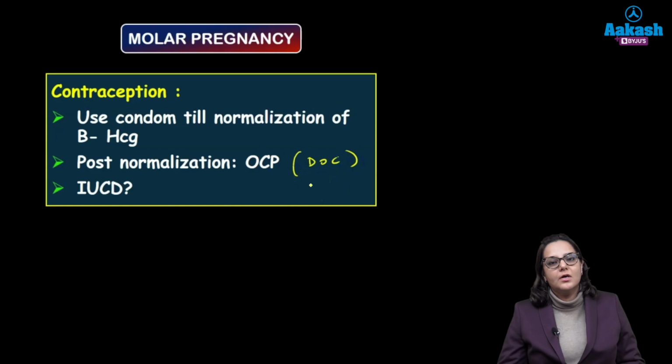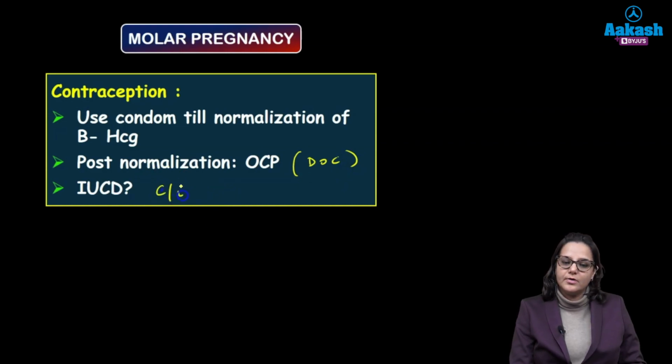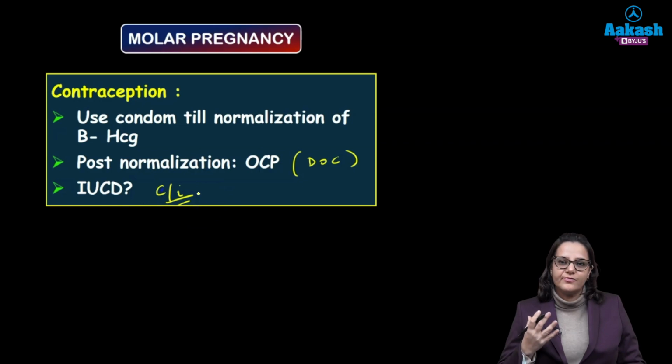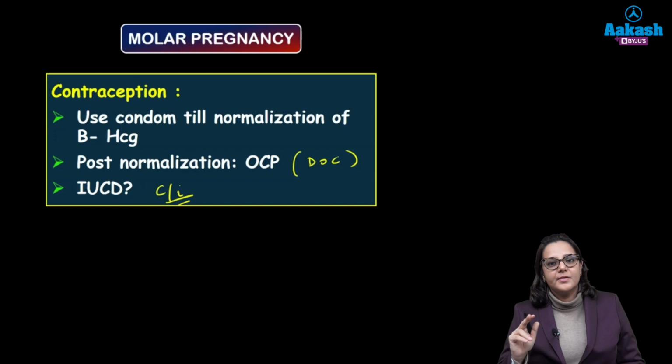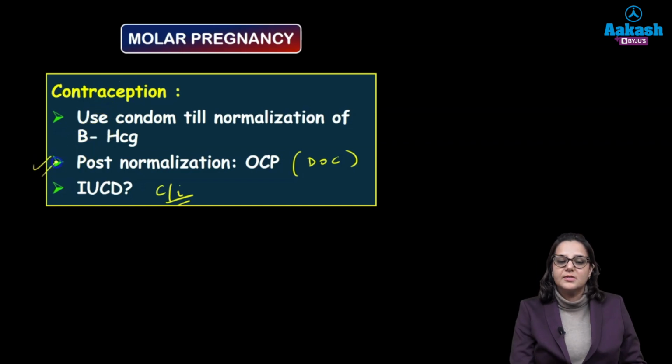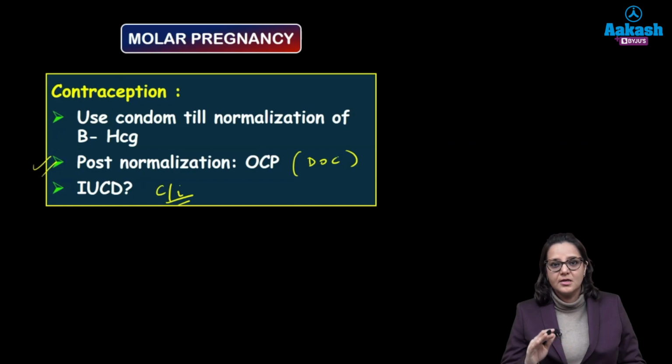Okay, what about IUCDs? IUCDs are totally contraindicated. Why? Because these patients have a friable uterus, and if you're going to insert anything inside the uterus, there's a very high risk of perforation. So IUCD is one thing which is contraindicated. Another thing is that people say that they can use oral contraceptive pill even before the beta HCG has normalized. They can use it, but it was seen in a randomized controlled trial that there were increased chances of the patient getting converted into a gestational trophoblastic neoplasia. Okay, so therefore it is very clear that till the beta HCG normalizes, we use barrier contraception. After that, oral contraceptive pill is the contraception of choice, and IUCD is contraindicated.